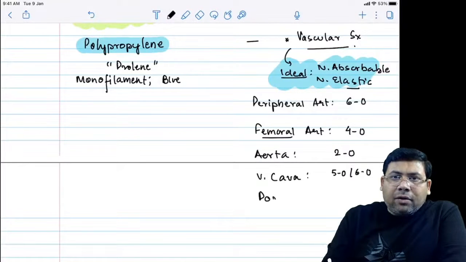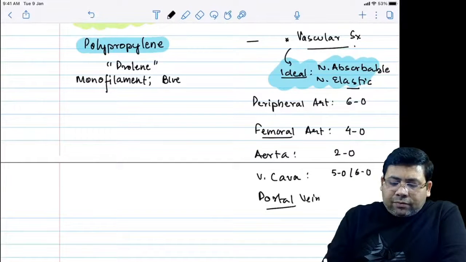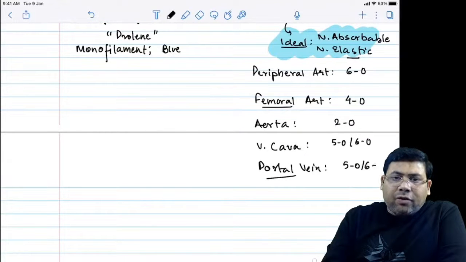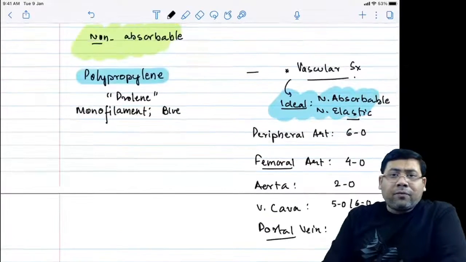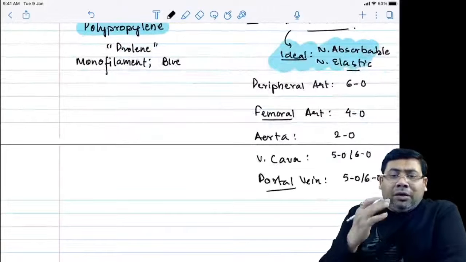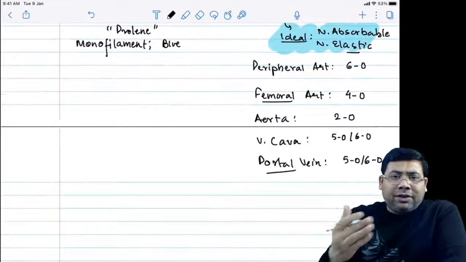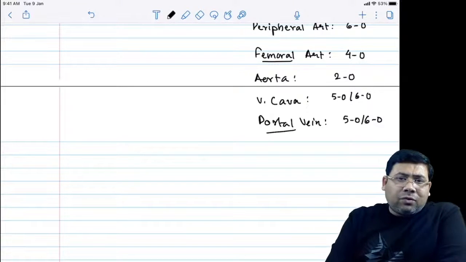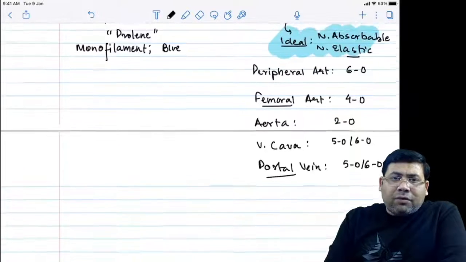For portal vein repair, we require again 5-0 to 6-0 sutures. They're all very, very important. So this is about vascular surgery. We'll discuss about the vascular anastomosis also. This is very interesting. Just wait for 5-10 minutes and then we'll go to that. So this is about the portal vein.